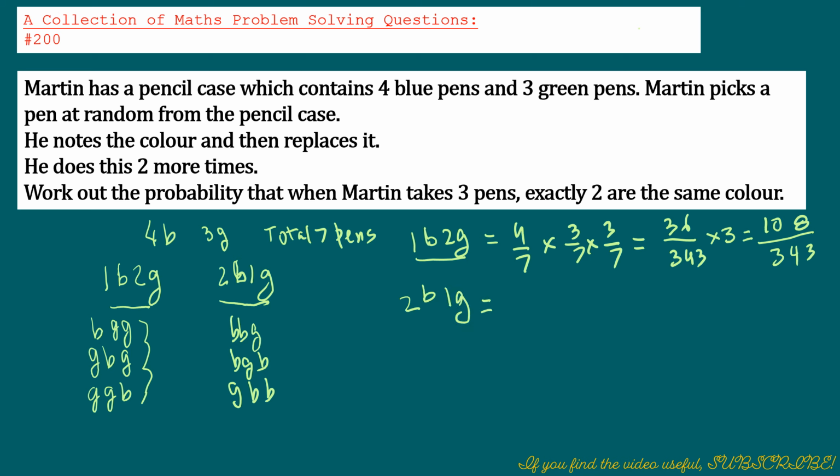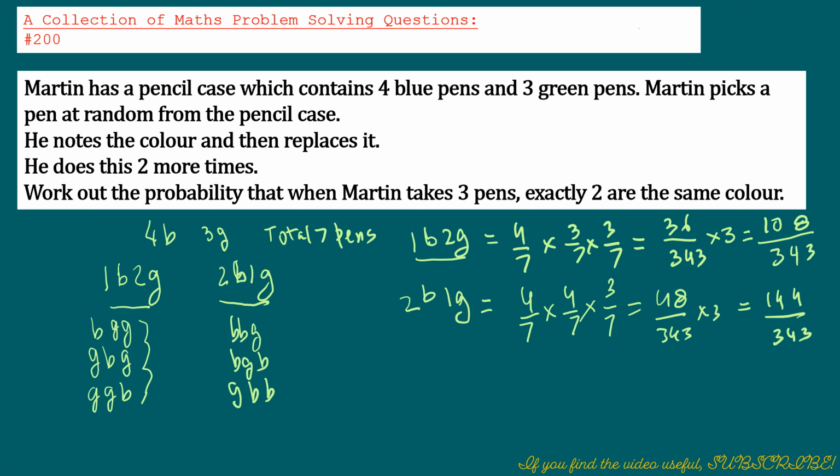Now we go to the next case, that is 2 blue and 1 green. The first one would be a blue, 4 out of 7, times 4 out of 7, times 3 out of 7. That is 16 times 3, 48 out of 343, multiplied by 3, and that would be 144 out of 343.